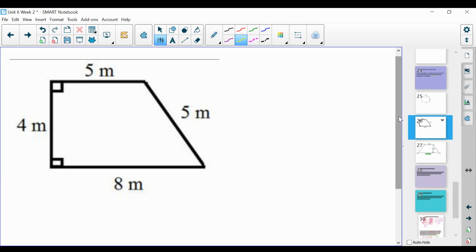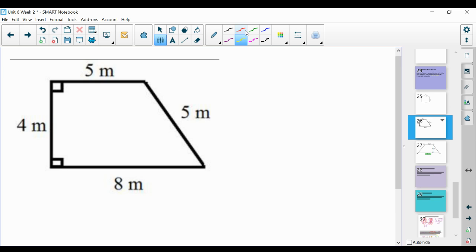So what you see right now is a trapezoid. That means that it is a quadrilateral. It has four sides, and only two sides are parallel. So we have our top side and our bottom side right here that are parallel lines.